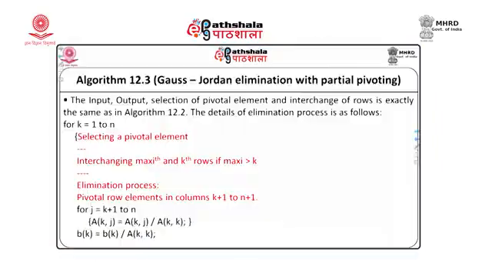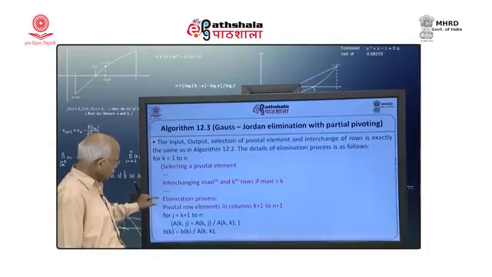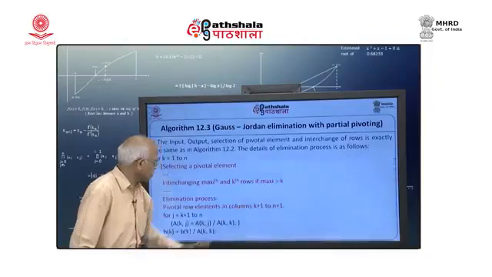So, the algorithm is now Gauss-Jordan elimination with partial pivoting, and the input, output, selection of pivotal element and interchange of rows is exactly the same as in algorithm 12.2, and the details of the elimination process are as follows. So, for k equal to 1 to n, selecting a pivotal element first you have to do, then you have to do interchanging of this, all these gaps are to be filled in by the previous algorithm, then we get this, then your elimination process begins. So, pivotal row element in column k plus 1 to n plus 1.